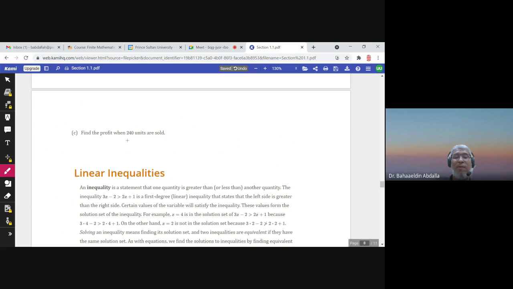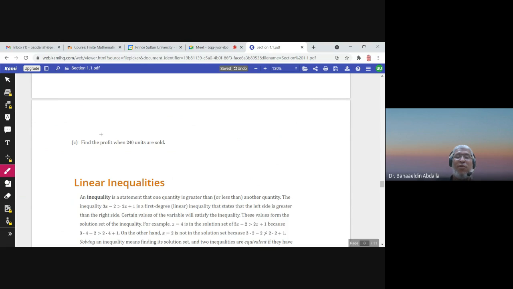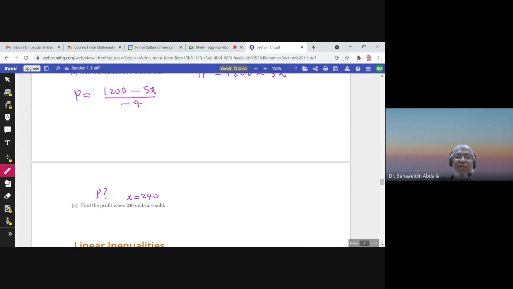Find the profit when 240 units are sold. Find the profit. He is asking about P. When 240 units, so this is x. So x is 240 units. Okay, I have this equation. So P would be equal to 1,200 minus 5 times 240, the number of units, over negative 4.